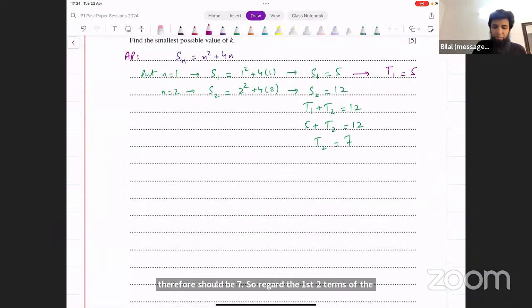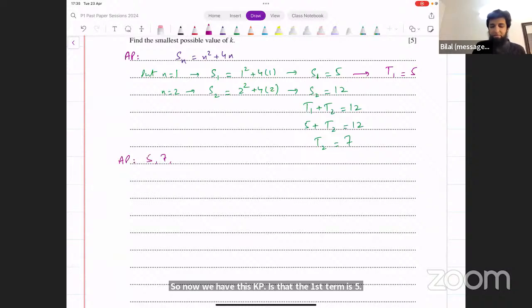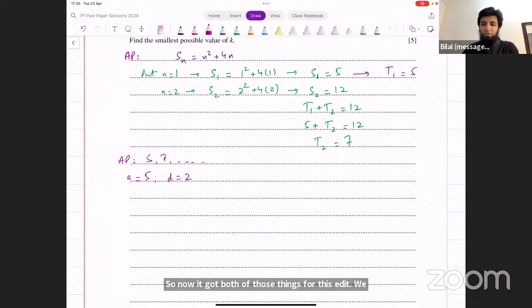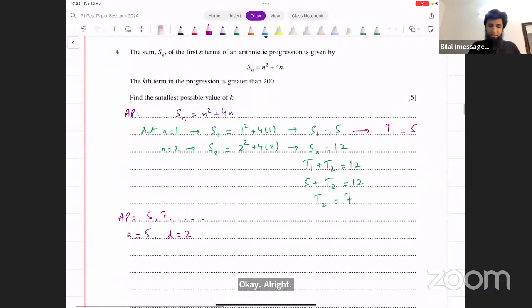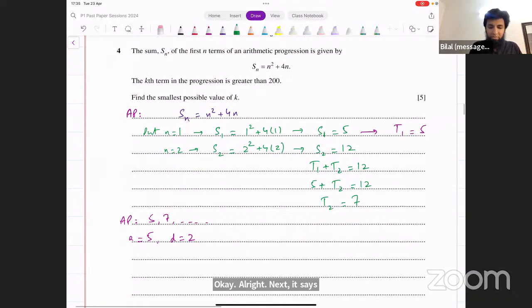So now we have this AP such that the first term is 5, the second term is 7, and so on. So now do we know the first term? The first term is 5. What about the difference? The difference is 7 minus 5, which is 2. So now we've got both of those things for this arithmetic progression. We know what the value of a is, and we also know what the value of d is.